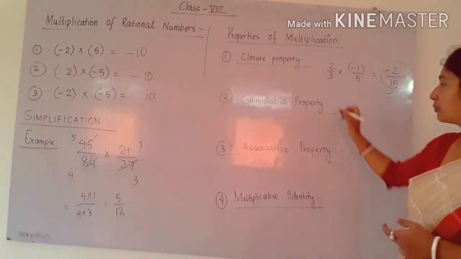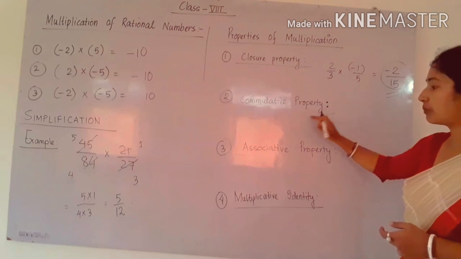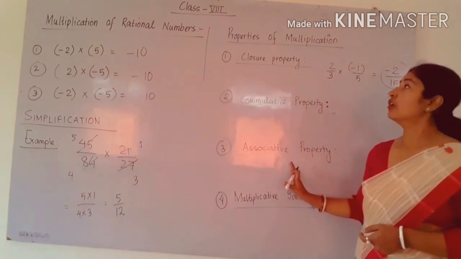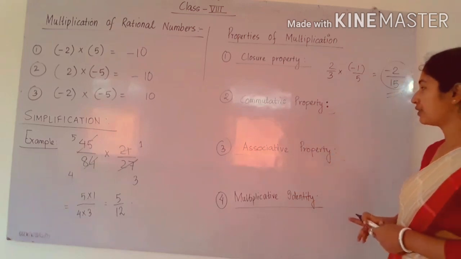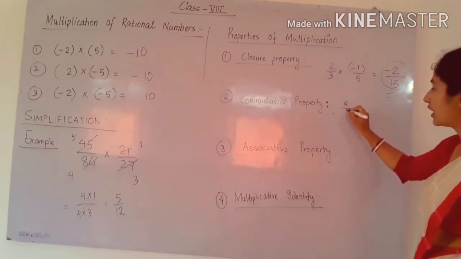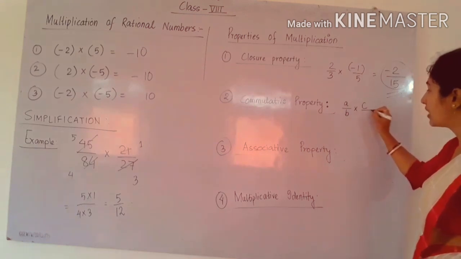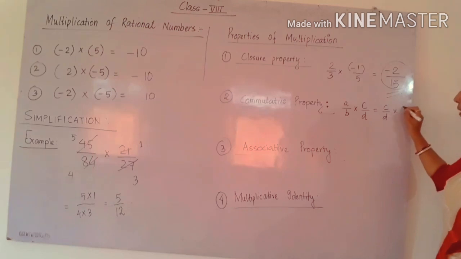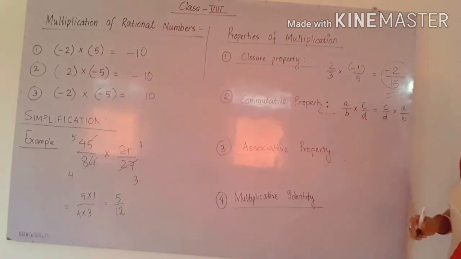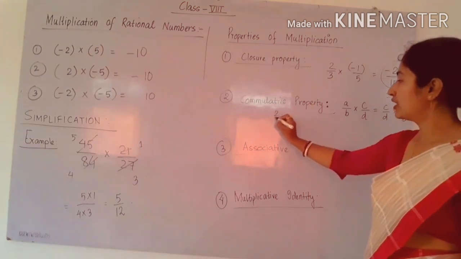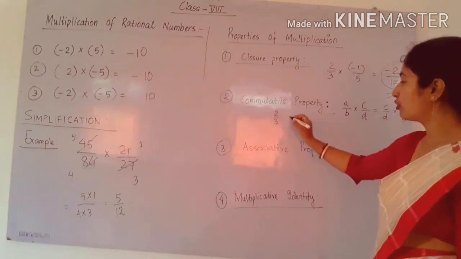Number 2 is the commutative property. As you all know, if the commutative property is satisfied, then the associative property will also hold true for multiplication of rational numbers. So in the commutative property, what do we have to check? We have to check whether A by B into C by D is equal to C by D into A by B or not.